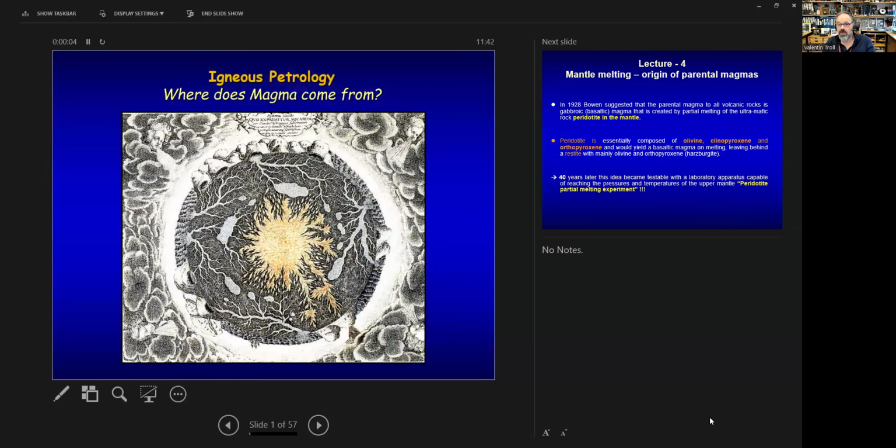So I'd like to start here with this image of the interior of the Earth by Athanasius Kircher. This goes back to the 1670s, I think. He had the idea that there were certain cycles. There's a water cycle and there's a fire cycle, and the fire cycle would then bring a material to the surface of the Earth. You can see a little volcano here.